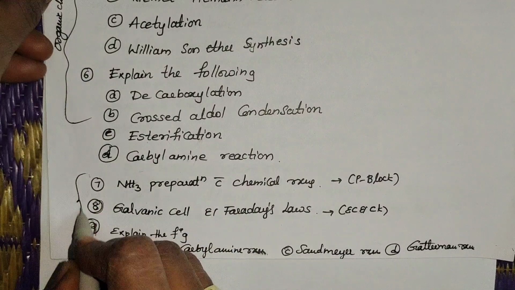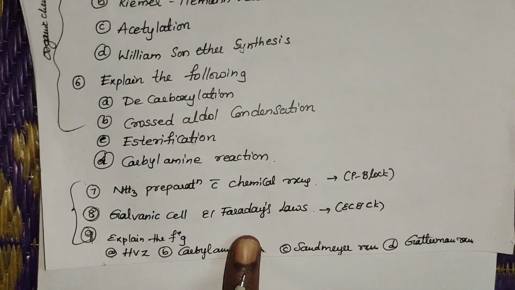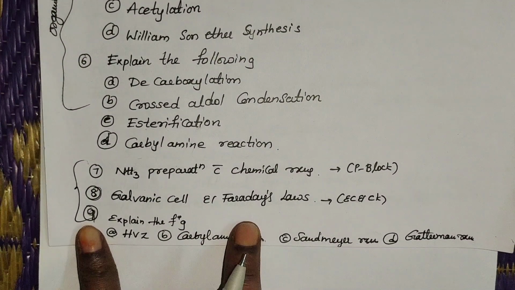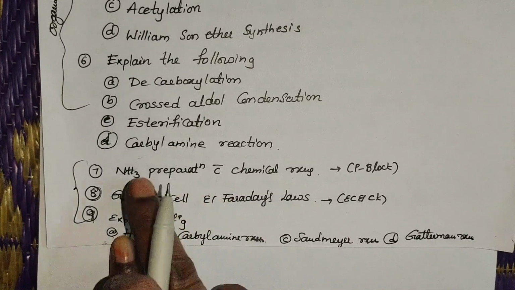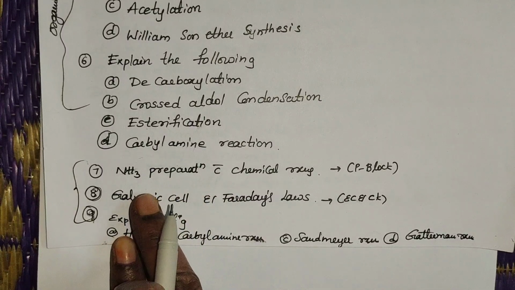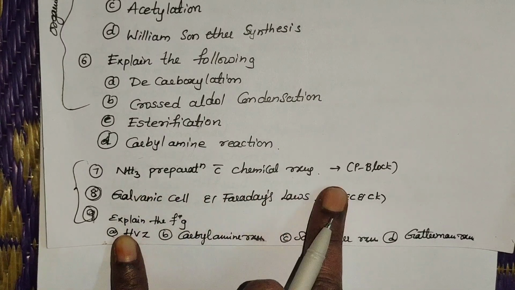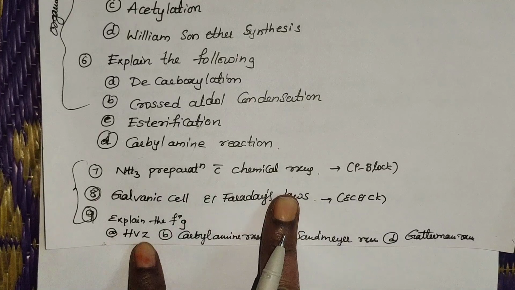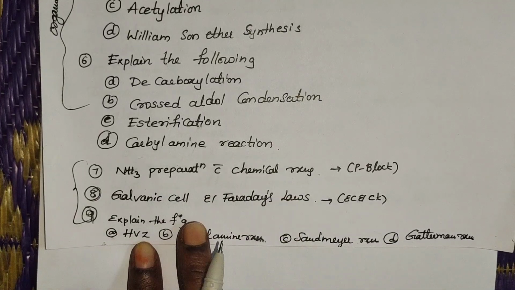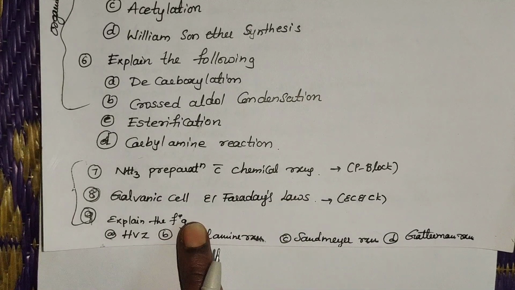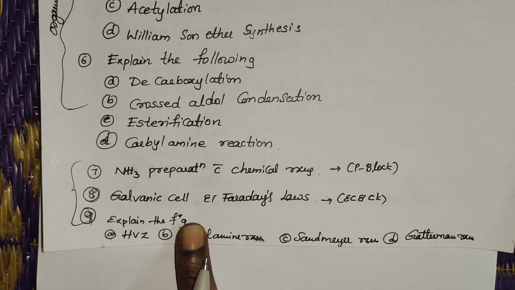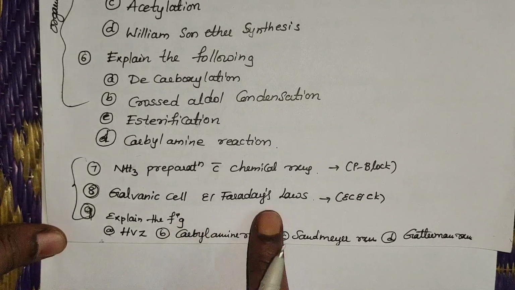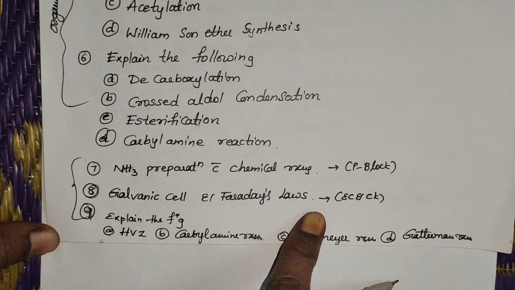From P block elements, one more important question, first and foremost: Haber's process, ammonia preparation technique with chemical reactions. Next, galvanic cell, full explanation, with the galvanic cell construction, half cell reactions and cell notation. Next, Faraday's law: Faraday's first law, Faraday's second law, you learn.